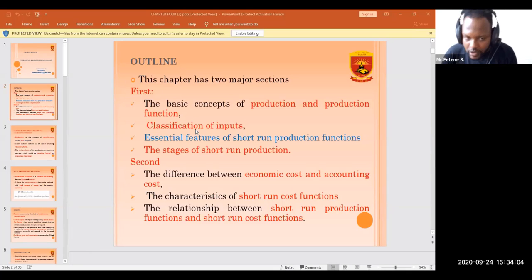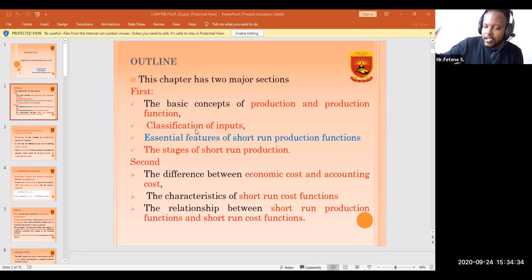In order to produce output, you should have what inputs or factors of production. So this input can be classified into fixed and variable input. When the input is variable or the input is fixed, we will see what the production or the output, the production process looks like.